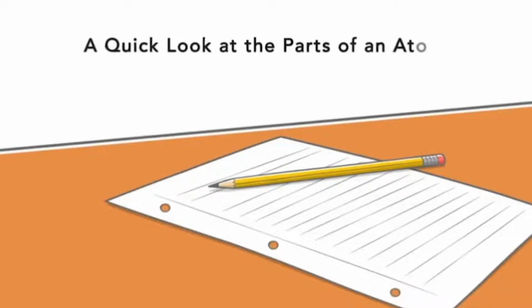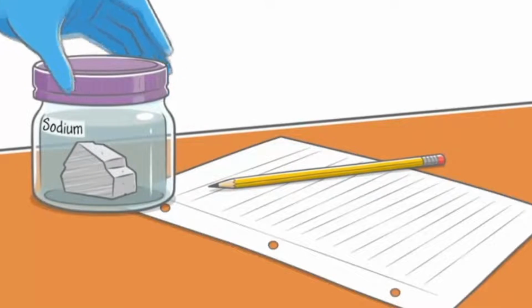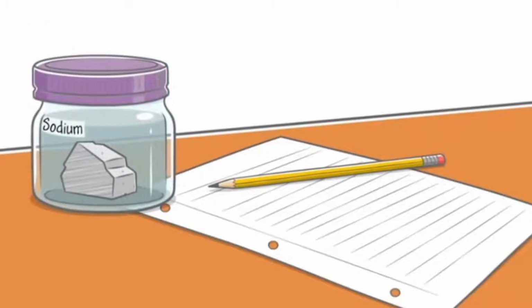A quick look at the parts of an atom. This is a piece of pure sodium, one of the elements in table salt. It contains 26 million billion atoms of sodium.